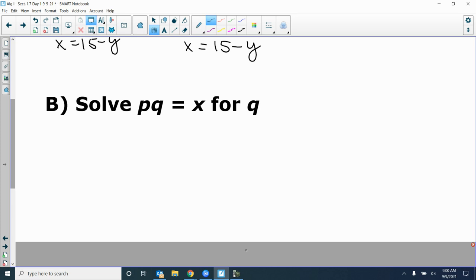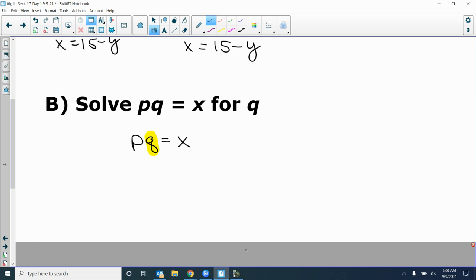Okay, so, all right, PQ equals x. And it might help you just to write it underneath there so all the wording doesn't get in the way. And solve PQ equals x for Q. So it's telling me what I need to solve for. And so I'm just going to highlight the variable I'm solving for, Q. You guys can box it in, yep, underline it, whatever it needs.